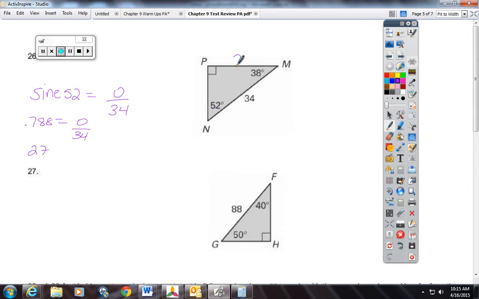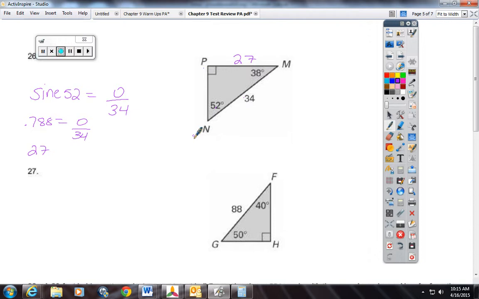There's two different ways that you could find this side right here. Does anybody know which two ways they are? Okay, we can use the sine of 38, or what other formula up there on that board that's not a trig ratio could we use? Not a trig ratio. The Pythagorean theorem. Okay, we could do that. I think it'll be faster if we use a trig ratio.